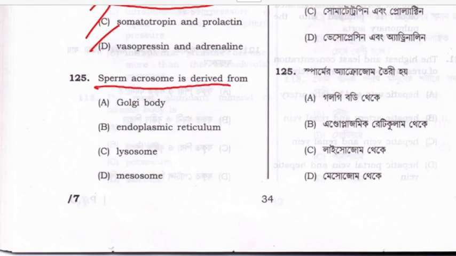Sperm acrosome is derived from: Golgi body, endoplasmic reticulum, lysosome, mesosome. The acrosome is coming from Golgi bodies.